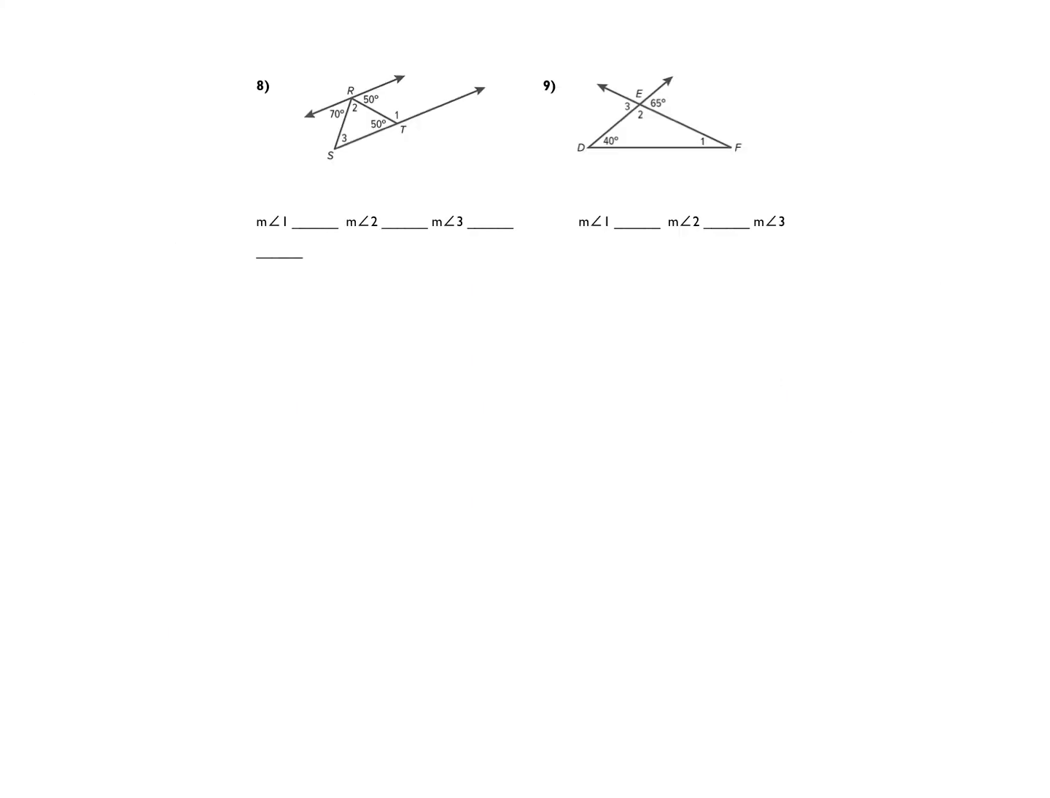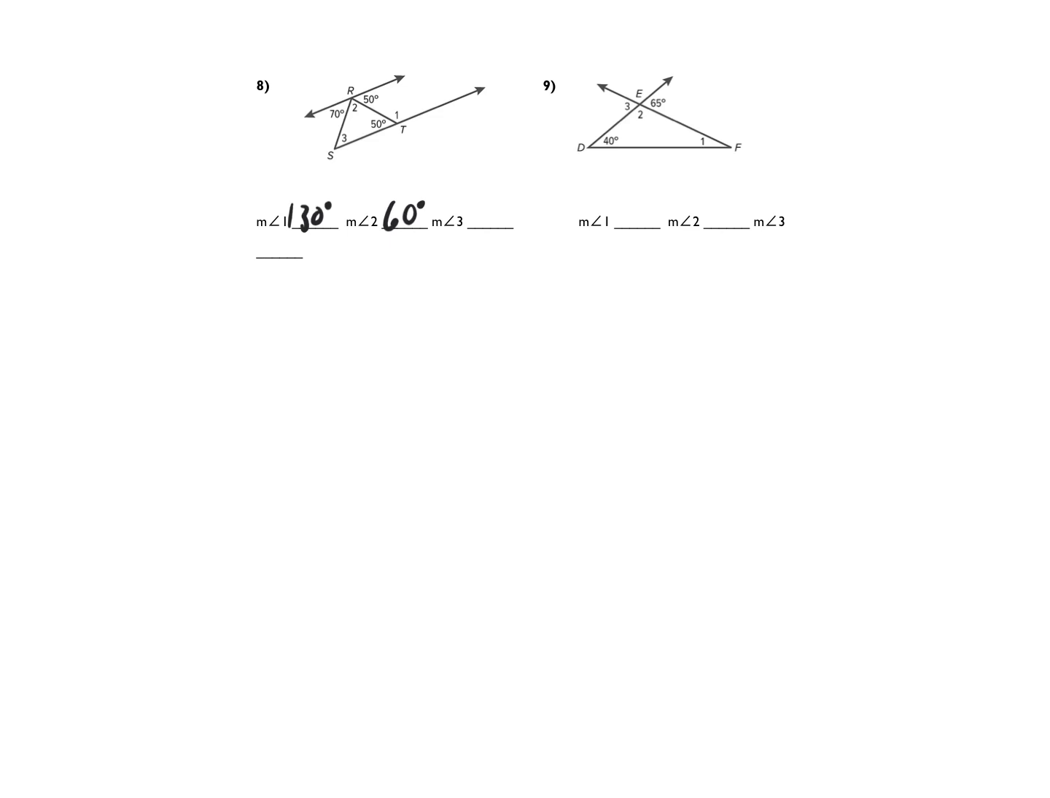All right, moving right along. Measure of angle 1 is going to be a linear pair with that 50 degrees. 180 minus 50 is 130. Angle 2 is going to be, we could say, a linear trio with that 70, the 50, and the 2. So 70 and 50 is 120. So the 2 is going to be 60.